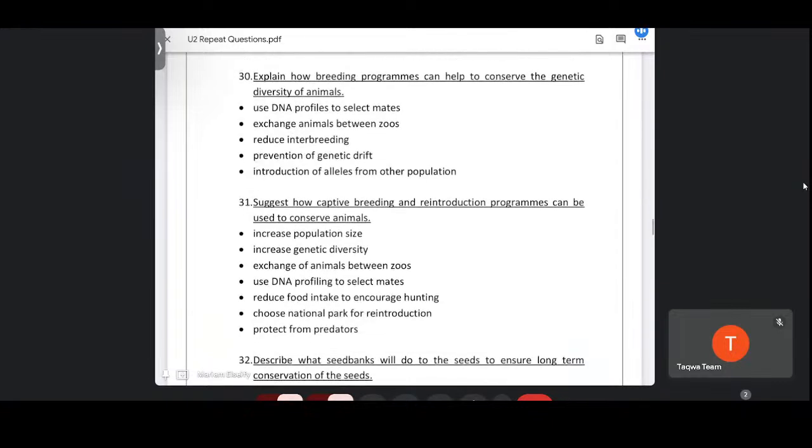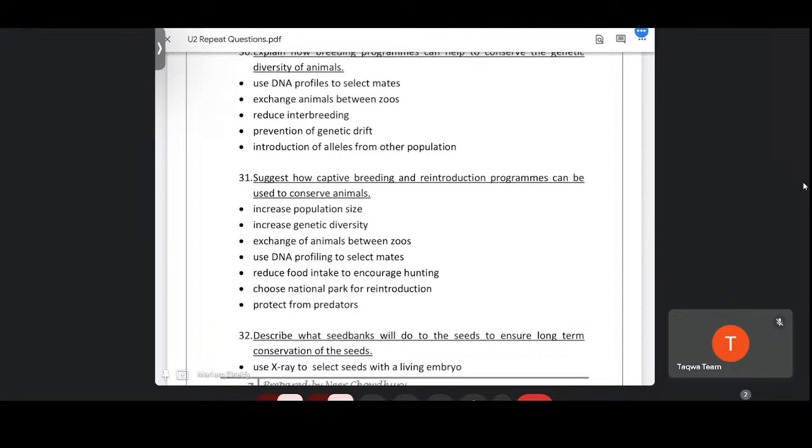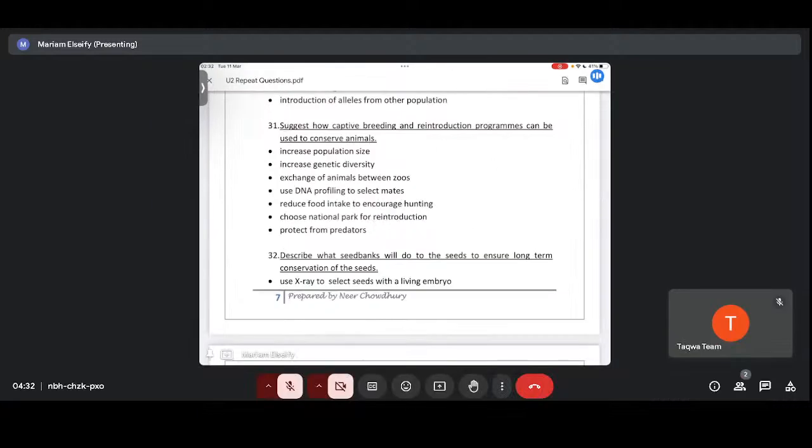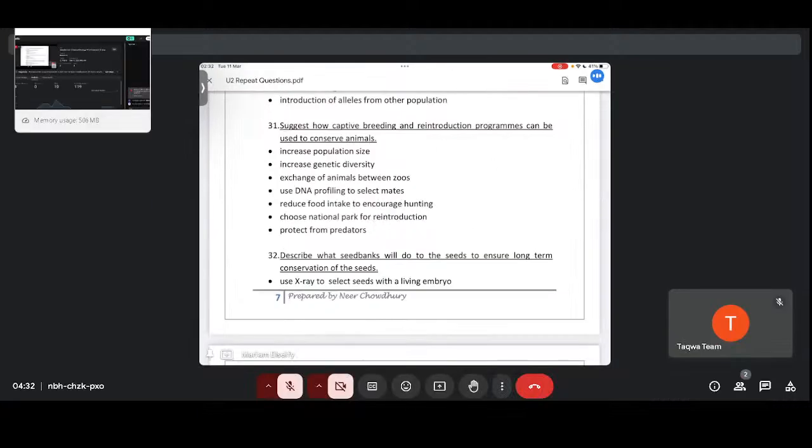Explain how breeding programs can help to conserve the genetic diversity of animals. Use of DNA profiles to select mates, exchange of animals between zoos, reduced inbreeding, prevention of genetic drift, the introduction of alleles from other populations. Suggest how captive breeding and reintroduction programs can be used to conserve animals. Basically, the increase in population size, the increase in genetic diversity, the exchange of animals between zoos, the use of DNA profiling to select mates, reduced food intake to encourage hunting, the choice of a national park for reintroduction, and protection from predators.